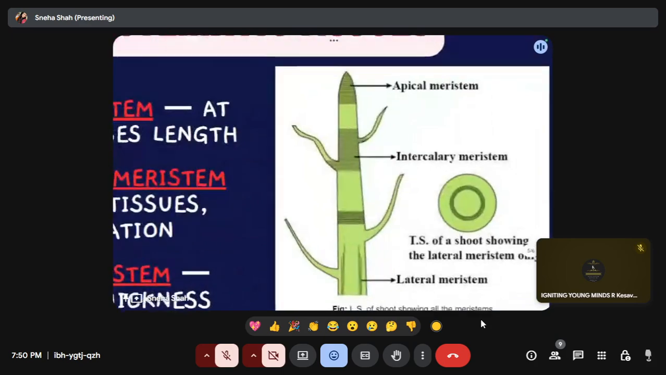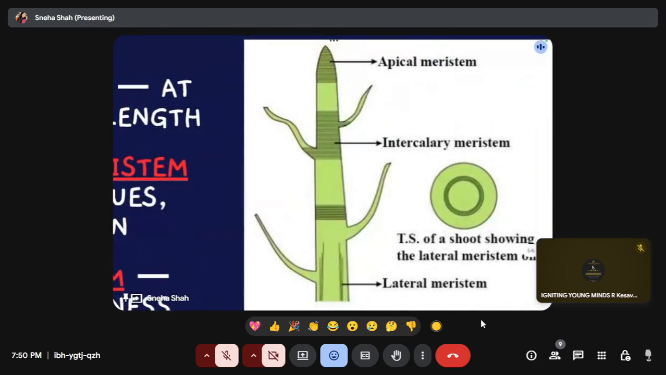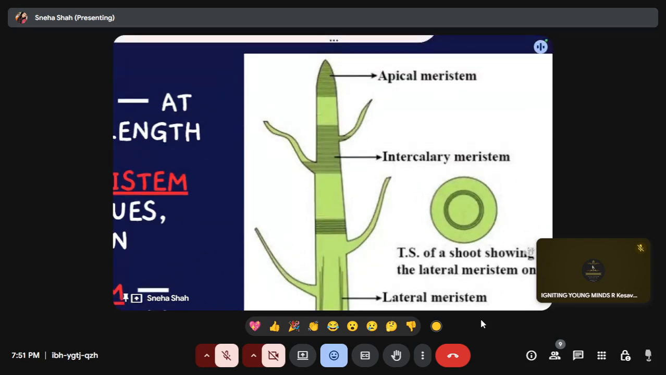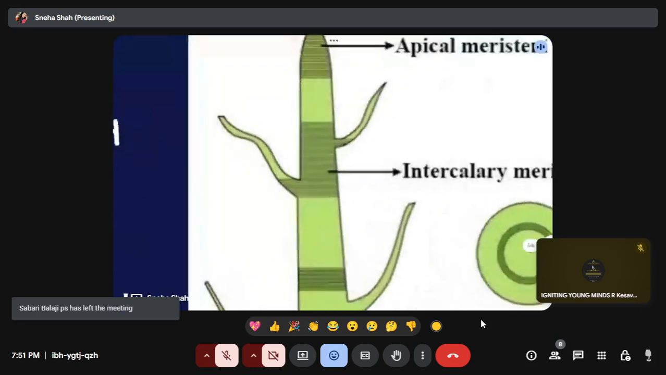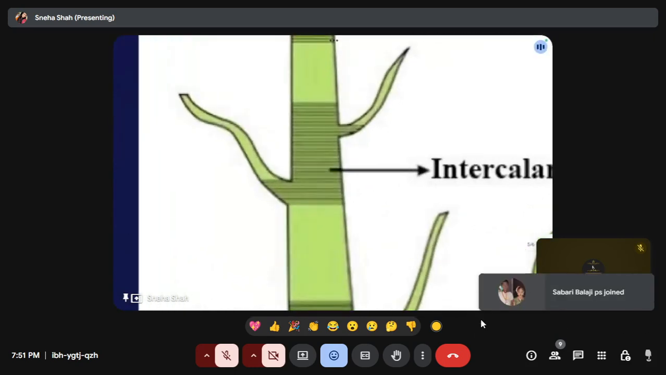If you can see here, this is a basic stem of a plant. So as you can see here, this is apical meristem. Apical word means apex. Apex means at the top. So apical meristem is present at the tip of a plant where it grows outwards. Okay. Then there is intercalary meristem, which is present in the nodal part of the plant.